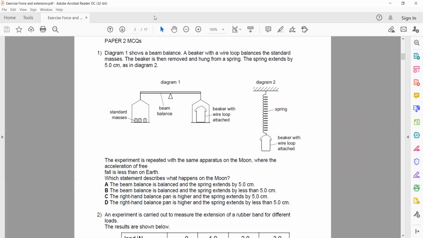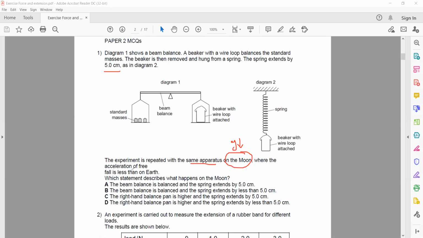In the first question, diagram 1 shows a beam balance and a beaker with a wire loop. So a beaker is there which is having a wire loop, balanced with the standard masses. The beaker is then removed and hung from a spring, and the spring extended 5 centimeter as shown in diagram 2. The experiment is repeated with the same apparatus on the moon. Keep in mind the value of the gravity on the moon is smaller compared to that of Earth.